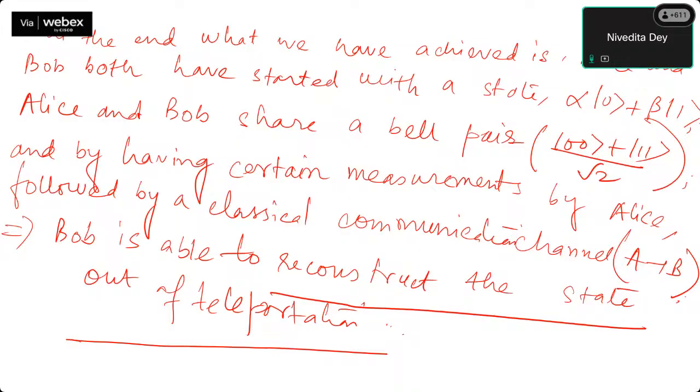though Alice has not sent alpha 0 plus beta 1 directly to Bob. Rather, what Alice does is send a classical communication message that can be 00 or 01 or 10 or 11 to Bob. Now, on interpreting those messages, Bob actually has recreated a particular arbitrary quantum state. This also guarantees that the no-cloning theorem holds true, because this is not cloning, this is reconstructing what we already have. Okay.